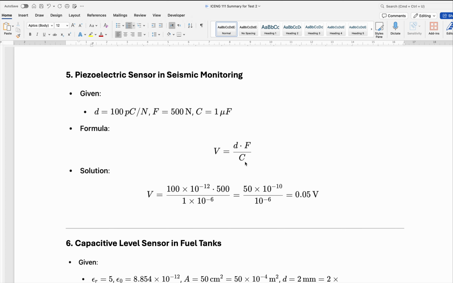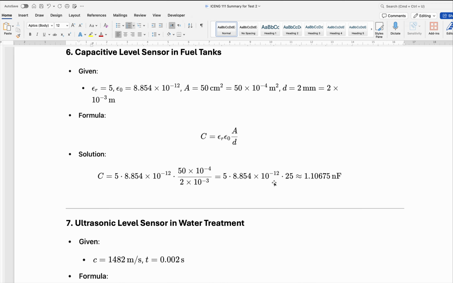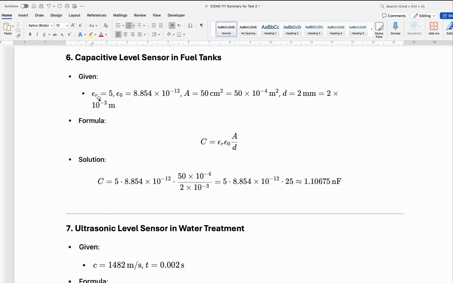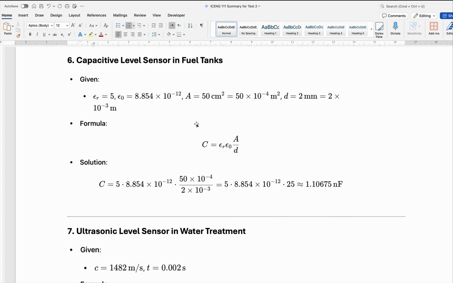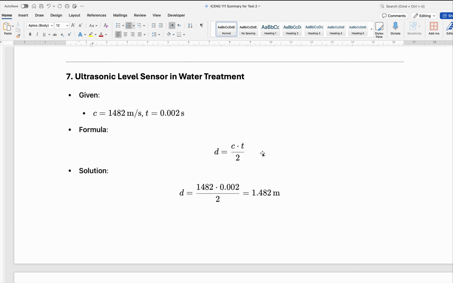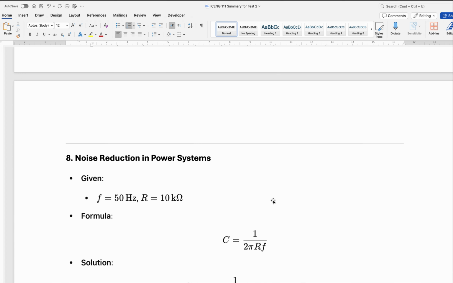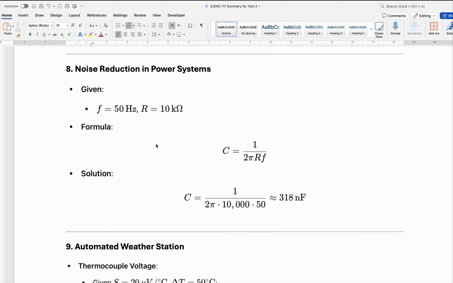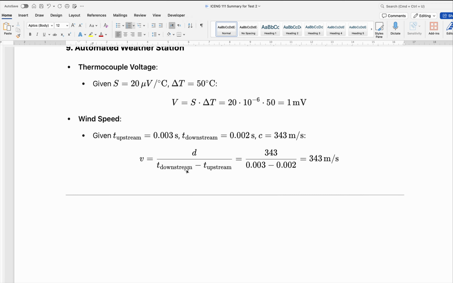This is what we said. But if you don't have the area, you divide by the capacitance in some other arrangements. Here we have the values of ER, E naught, area, and the D. We just substitute them to find the value of the capacitance for the level sensor. For the ultrasonic, we said we just multiplied them, and it's already multiplied by 0.5 or divided by 2 to find the distance, which is the level. And the noise reduction, I didn't take that, but it's just a substitution.